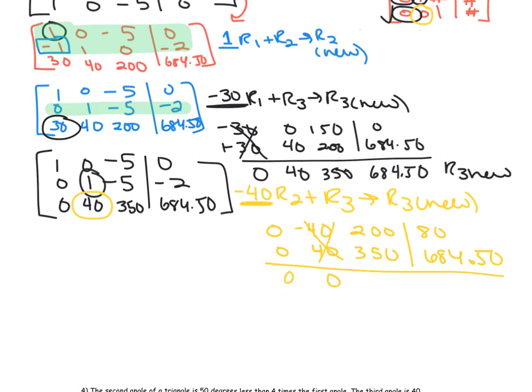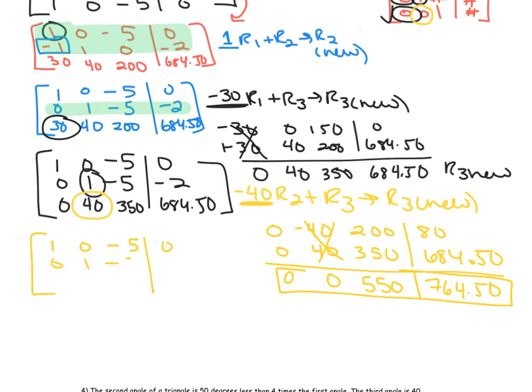Okay? Add vertically, that's a 0. We wanted this to become a 0. We have 550. And then 80 plus 684.50 is 764.50. So now there is my new third row. So let's write it out. We have 1, 0, negative 5, 0, 0, 1, negative 5, negative 2. And now I have 0, 0, 550 and 764.50. Okay? Very last step is we want this to become a 1.